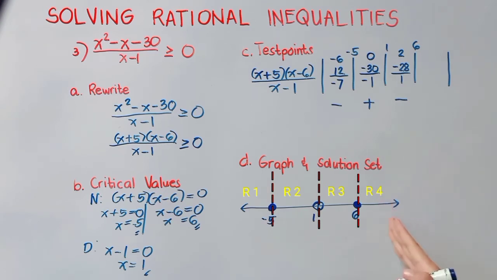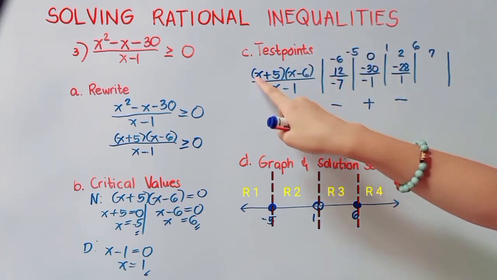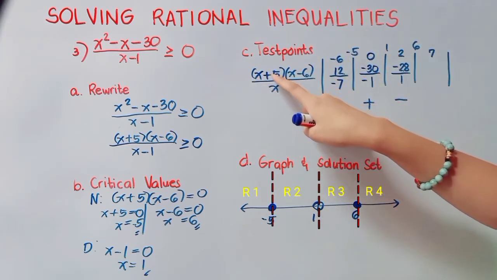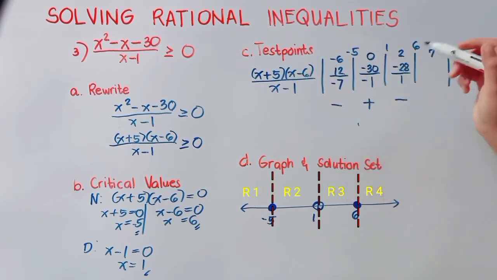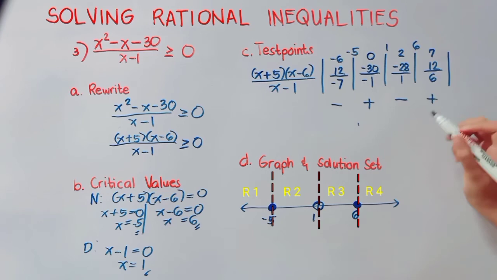Now for our last region, I will be considering 7. So 7 plus 5 is 12, and then 7 minus 6 is 1. 12 times 1 is 12, all over 7 minus 1, which is positive 6. Positive divided by positive is positive.